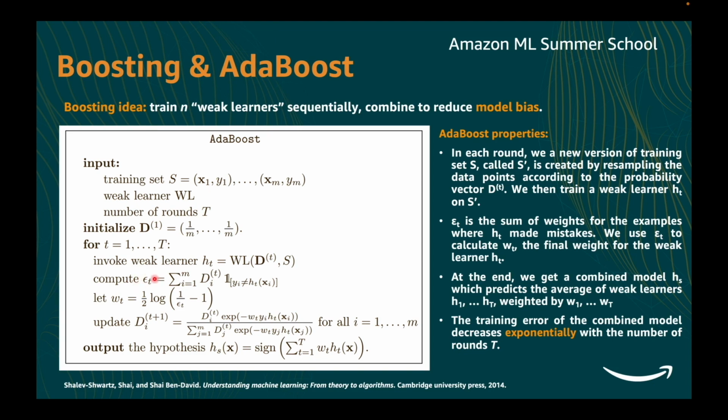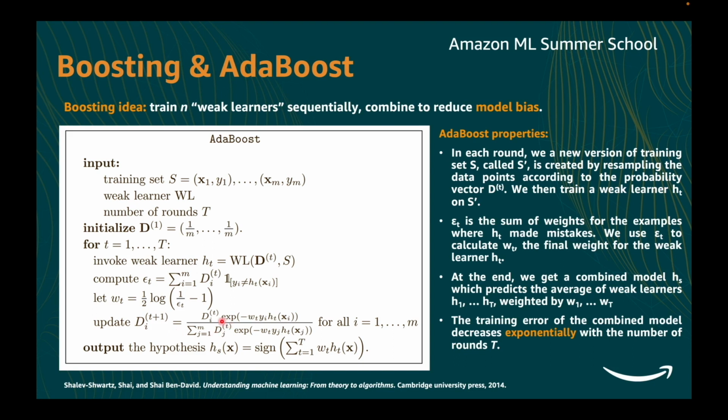Now once you've got this error term, you use that to calculate the weight of your classifier h_t, which is calculated using this formula. So that is w_t, the weight of the classifier in the final combined model, right? Then the final step in the AdaBoost procedure is that you update the probability scores for each example in the dataset, and you update it as follows.